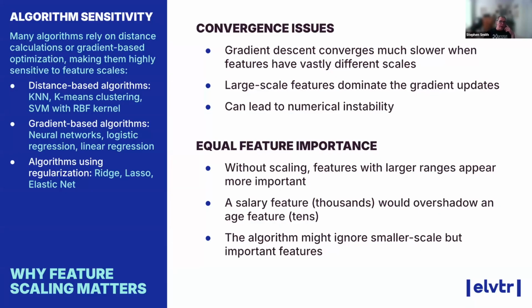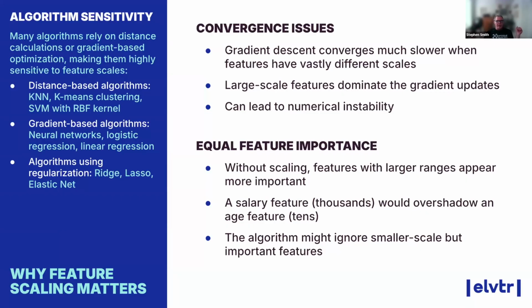So why do algorithms care about scale? There's two things that we need to talk about. Distance-based algorithms measure the distance between data points. Like k nearest neighbors is how far is it between me and somebody else that's kind of like me. So if your age was from 20 to 80 and your income was from 20 to 2000, the income again completely dominates the distance calculation.